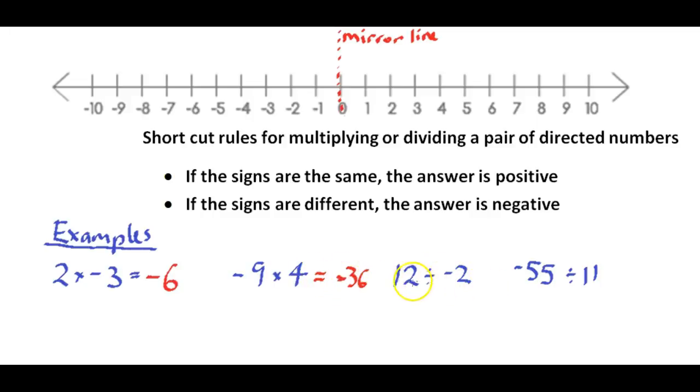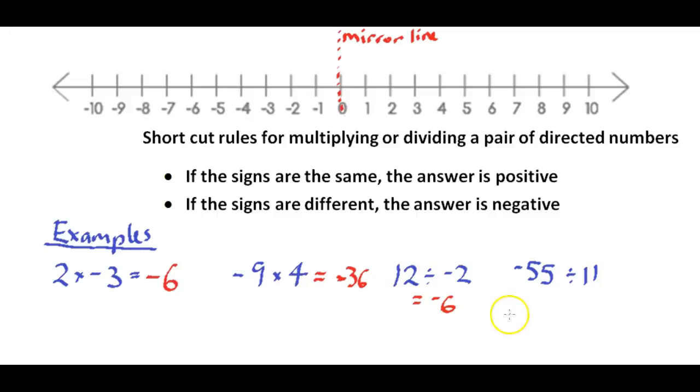In this third example, for dividing, the same rules apply. It's positive 12 divided by negative 2. 2 goes into 12 6 times, and it's a positive and a negative, so the signs are different, so the answer is negative.